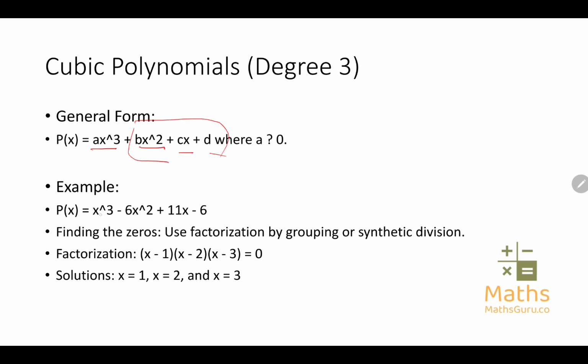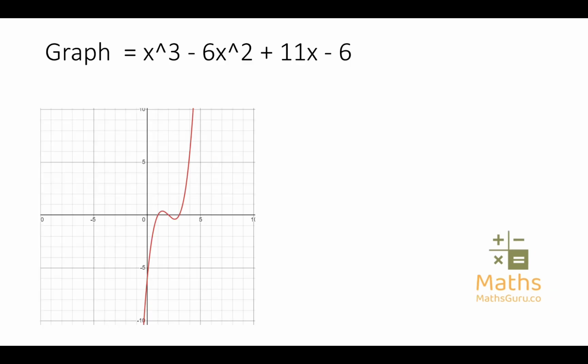Okay, let's take an example: x cube minus 6x square plus 11x minus 6. If we factorize it, it would be x minus 1, x minus 2, x minus 3. These are the three factors, 1, 2, 3, at which if I put them in this equation, the whole expression will become 0. So 1, 2, 3 are the zeros of this cubic polynomial. Let's see it on the graph.